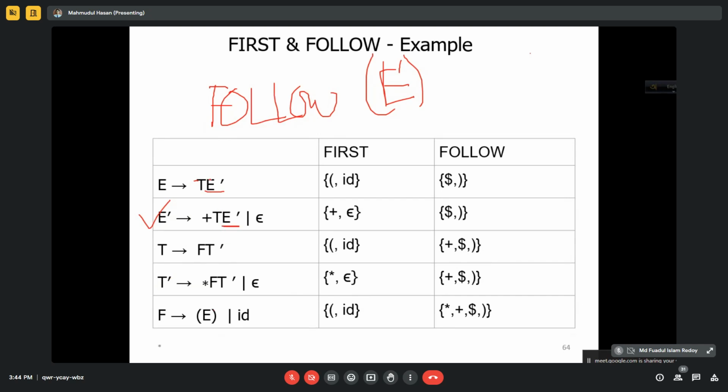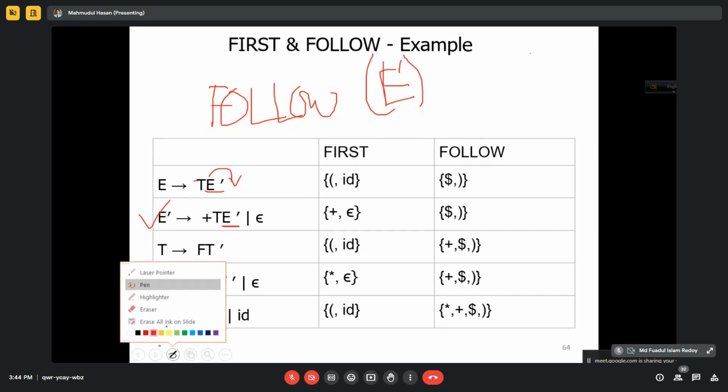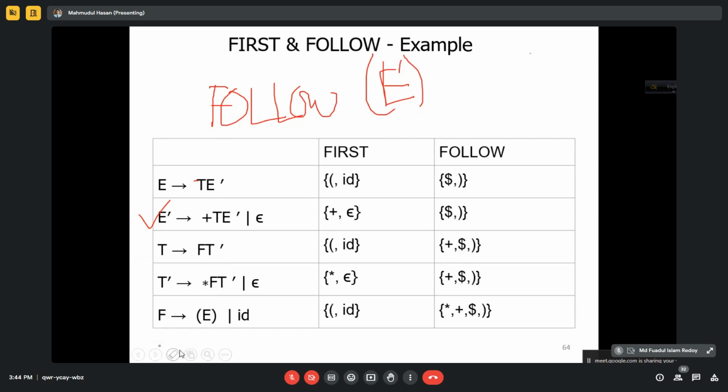Yes, sir. If you are trying to find out follow value, you need to look at the next character. But there is nothing after E dash. Is it? Yes, sir. That means you need to go back to the left hand side. So the follow of E dash equal to follow of E. As after E dash there is nothing, you need to go back to the left hand side, and the follow of E dash is equal to follow of E. Okay?